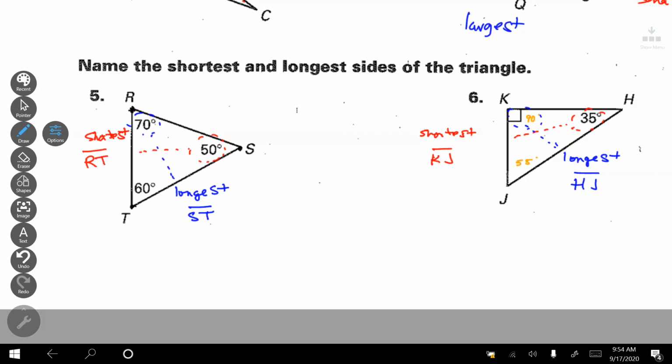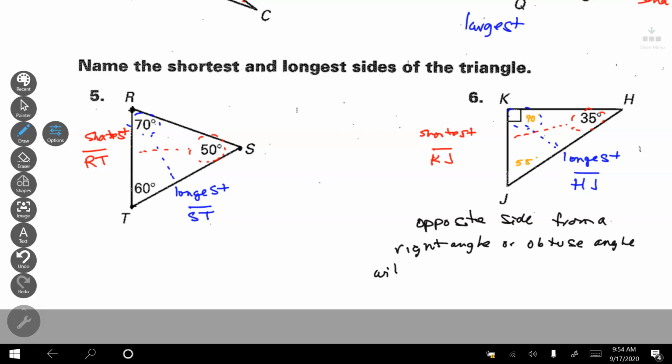And here's the idea. The opposite side from a right angle or obtuse angle will always be the longest side. Always. A right angle will always be the largest angle in a triangle, and an obtuse angle will always be the largest angle in a triangle. Therefore, across from it will always be the longest side.